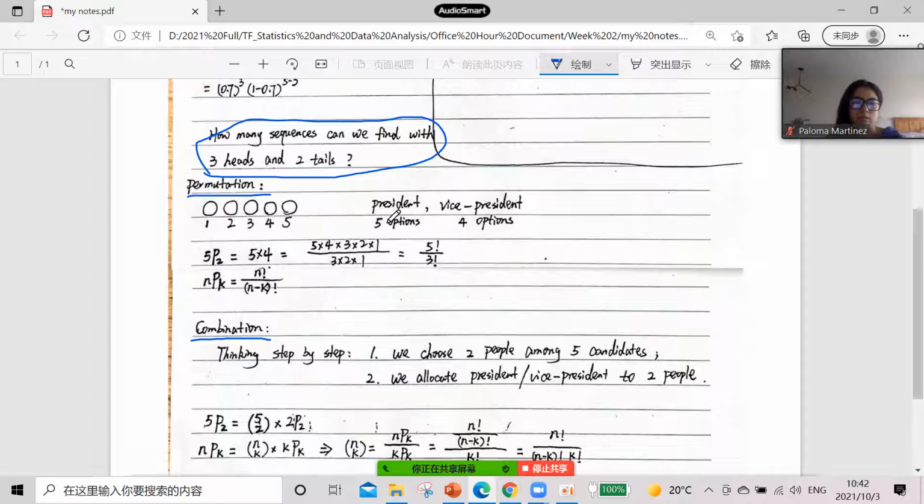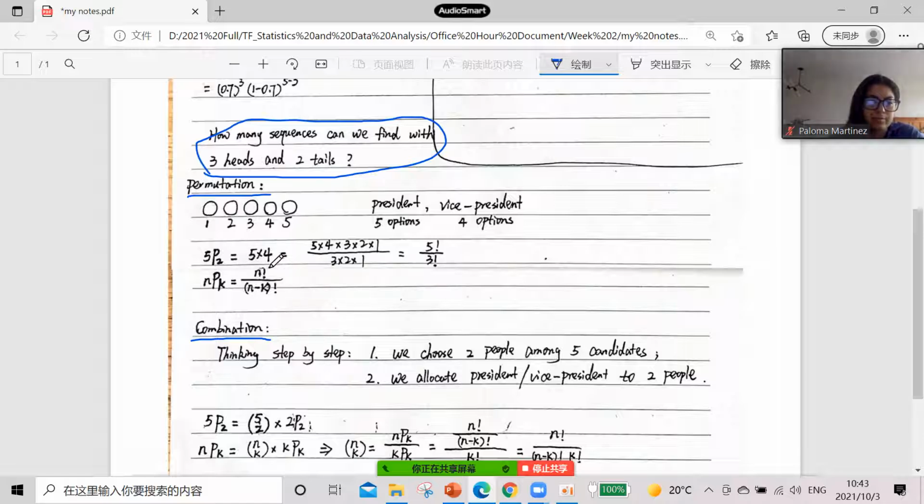I have four candidates left. So for vice president, I have four options. No matter which one is the president, I have four candidates left, and I can choose either one to be vice president. So this is why we call it five permutation two. Five permutation two means you choose two people from five people and you allocate them different roles. So it is 5 times 4.